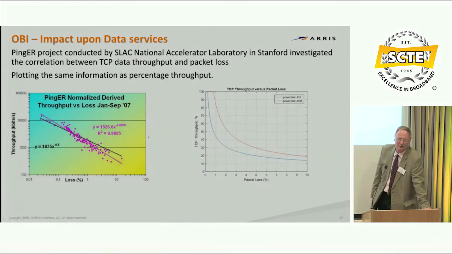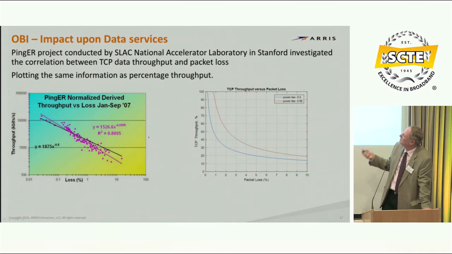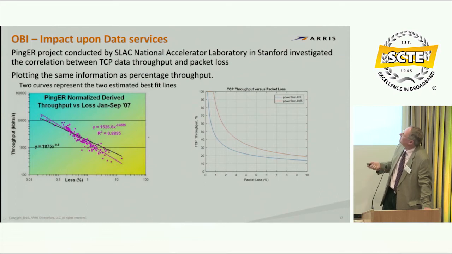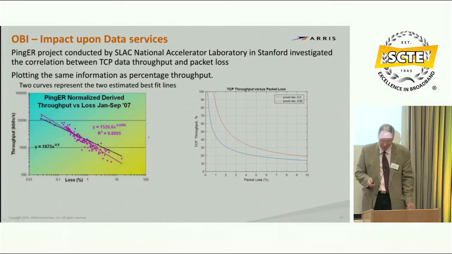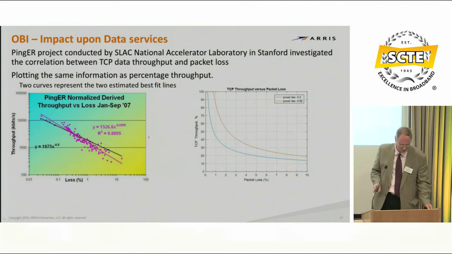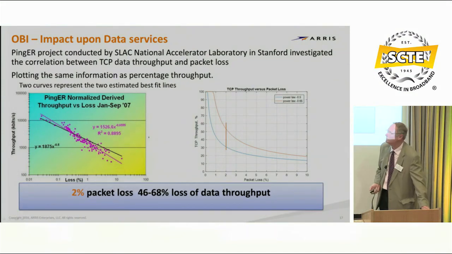And that's what it does to your TCP data throughput. The impact of resend traffic on the data throughput of a channel is very, very significant. You'll see there are 2 curves here. The purple one is this one, and the black one, I think, is that one. So those are the 2 best fit lines for the data throughput. So let's just put in 2% packet loss.